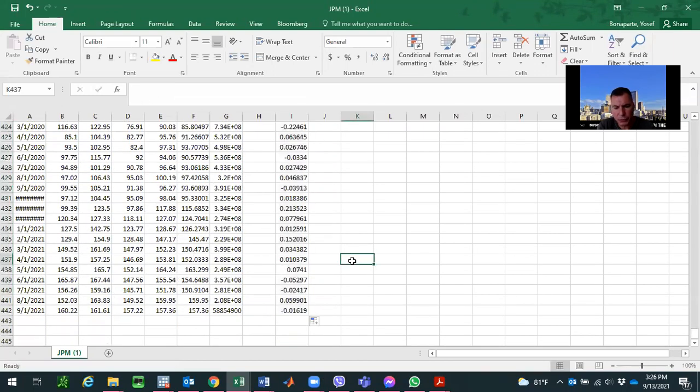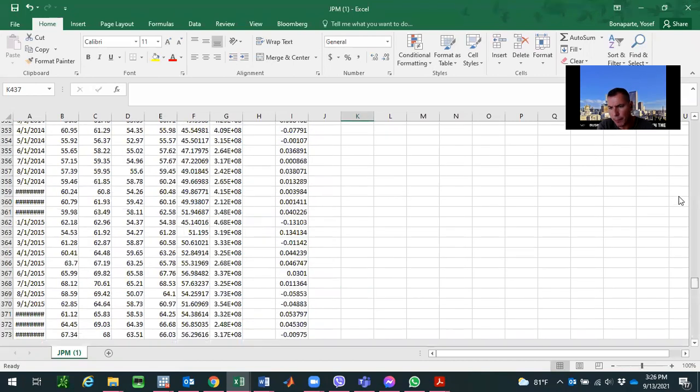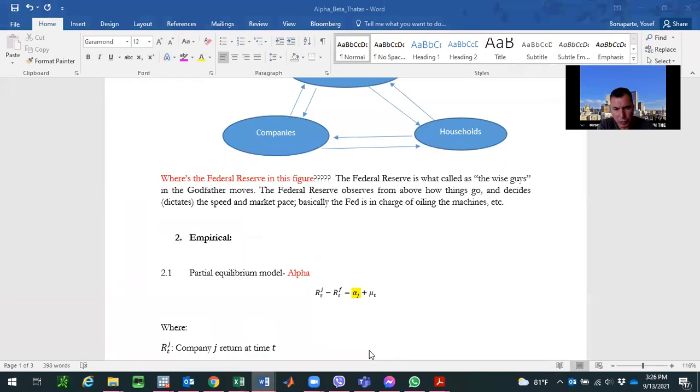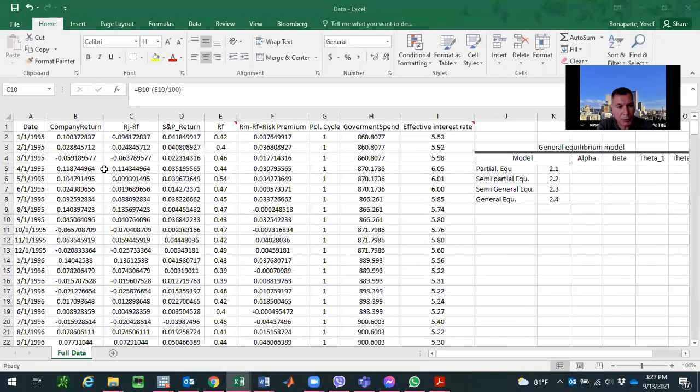So this is JP Morgan. We need the RF for our model. Also, we need to calculate this equation. We need the RF, but all of these, I put them already together. So here you have to choose different companies. This is JP Morgan, but I want you to choose a different company.